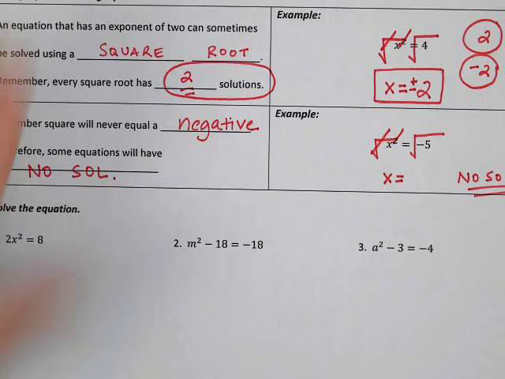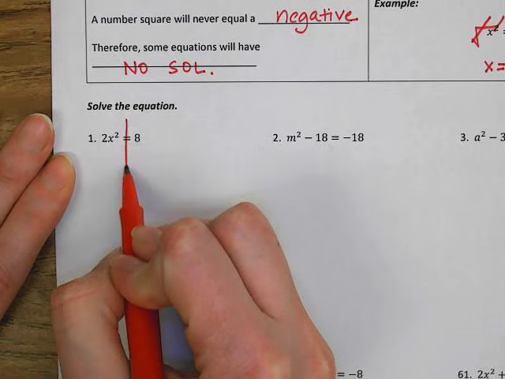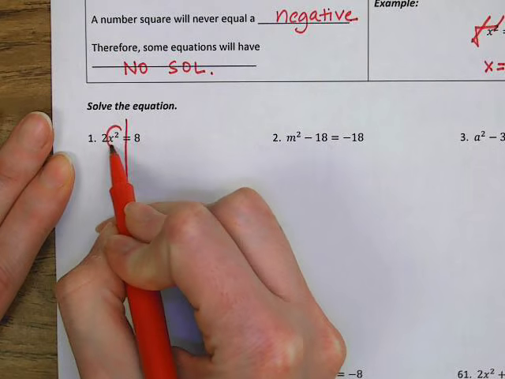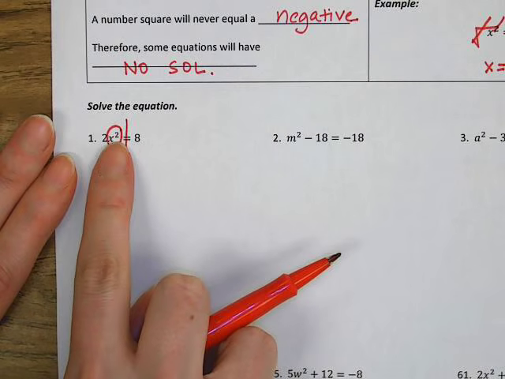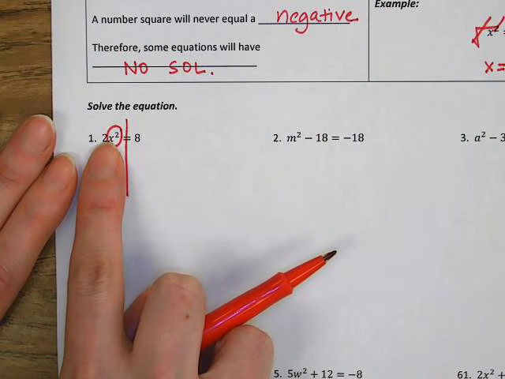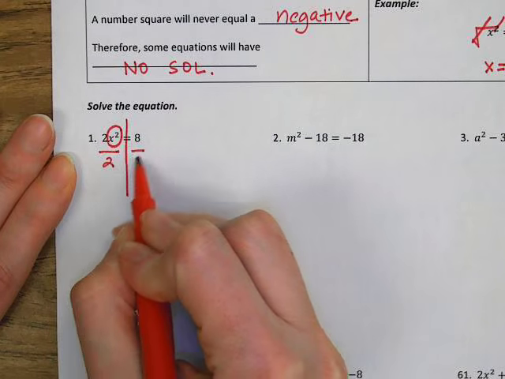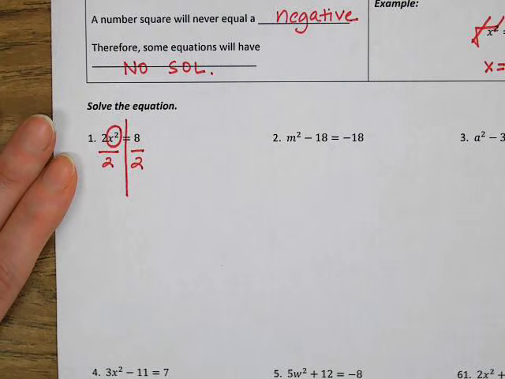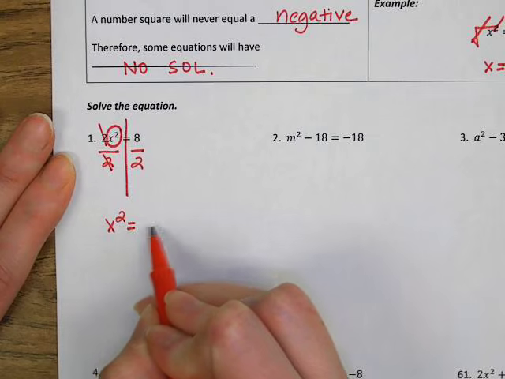Okay, let's try some. So just like solving an equation, we're going to start by drawing our wall and trying to isolate the x squared. So how are we going to undo this multiplying by 2? We're going to divide both sides by 2 to start. And if you divide both sides by 2, these cancel. You get x squared equals 4.